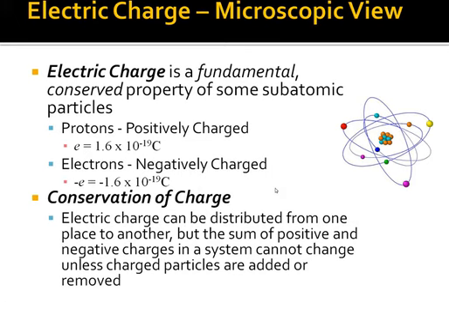Because this is a conserved property, the conservation of charge tells us that electric charge can be distributed between one place and another. But if we look at a closed system, the sum of the positive and negative charges within that closed system can't change unless we add or remove particles from the system. Kind of makes sense. We can't create or destroy electric charge. We can only move it around.